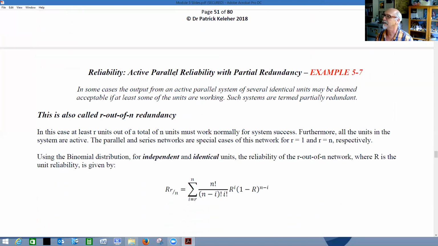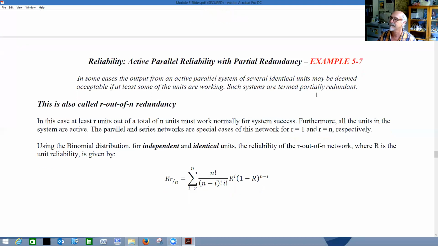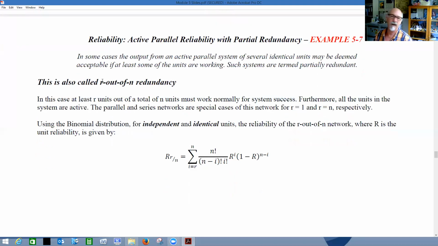We can have active parallel reliability with partial redundancy. So in some cases, the output from an active parallel system of several identical units may be deemed acceptable if at least some of the units are working. So such systems are termed partially redundant. They're also called R out of N redundancy systems. So again, the study guide doesn't talk about this, but I'll just give you some extra information. In this case, we have R units out of a total N units that are working.